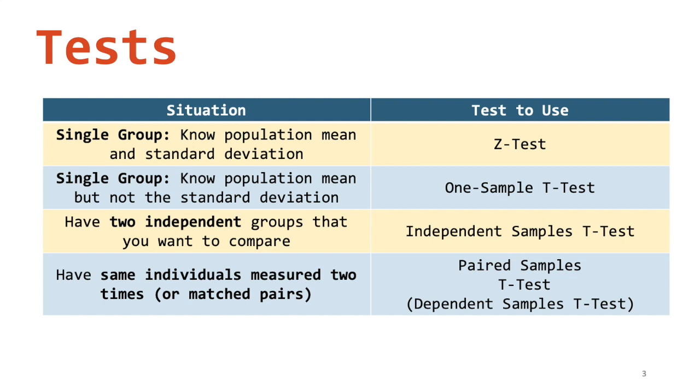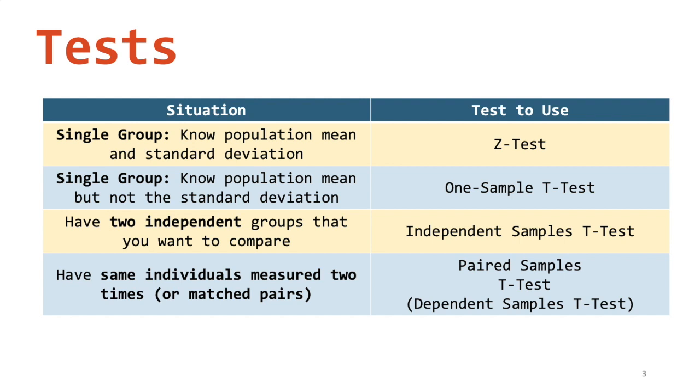So these tests, you can look at when you're going to actually be able to use these. So for the z-test, that's a single group. You just have one group, and you know the population mean and standard deviation. So you know the population that you're comparing to, its mean and standard deviation. And you're just going to bring in a group and see if they're different from that population. For one sample t-test, you're going to take in a single group. But this time, you know the population mean, but not the standard deviation.